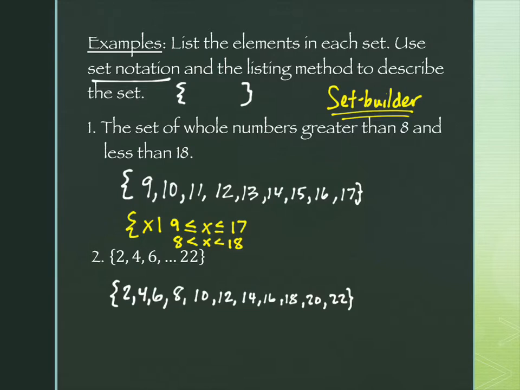And then you need to make sure that you're telling this that you don't want the decimals and the fraction parts of these, right? You just want the whole numbers. So you have to say x is a whole number. So if you were asked to do set builder notation, it'd look like that.